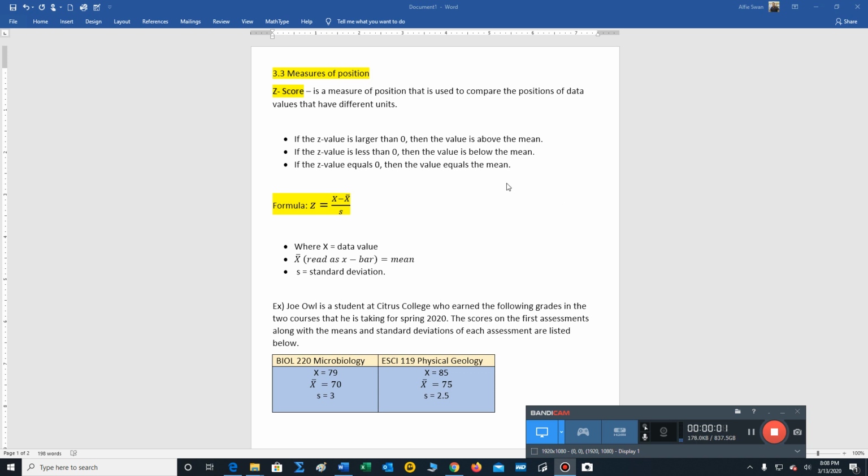Hello students, we are now in section 3.3, which deals with the measures of position.